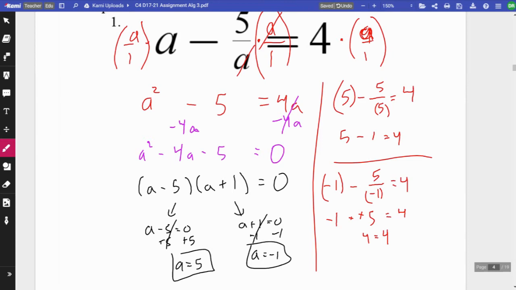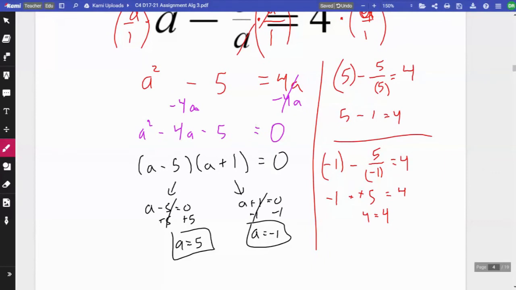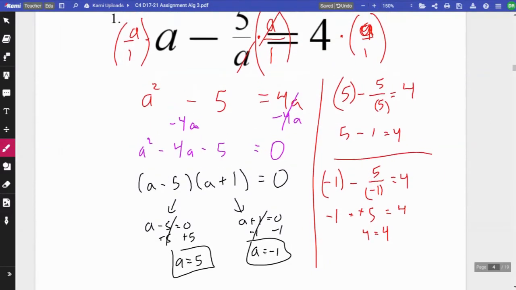The plugging it in and checking it will come into play in the next lesson. So just so you've seen it, you can plug it in to check your answer, and it will become somewhat necessary later on, not as much today.